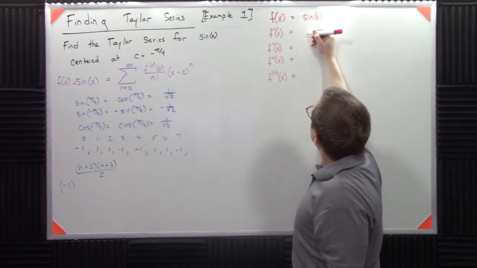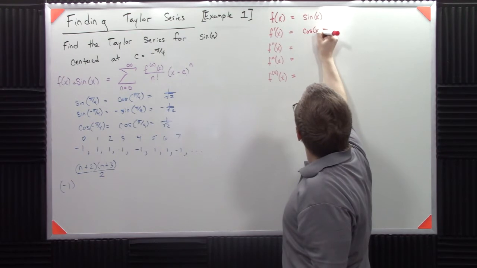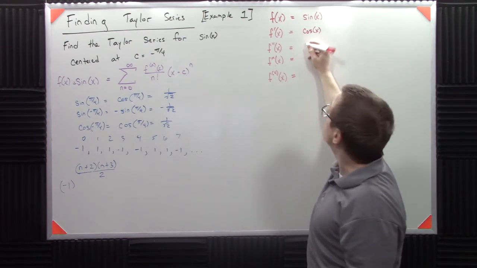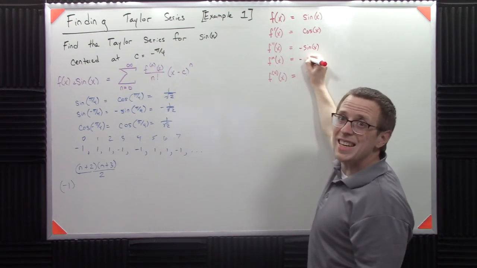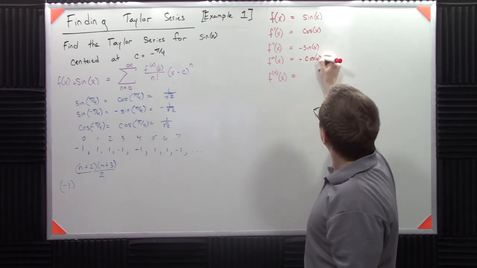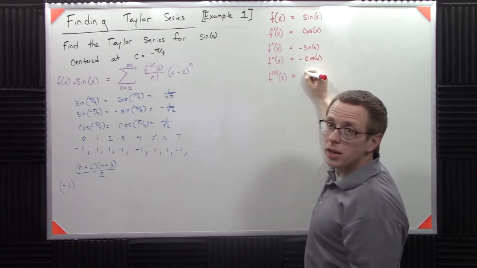So the derivative of sine is cosine. The derivative of cosine is negative sine. The derivative of negative sine is negative cosine. And the derivative of negative cosine is positive sine.